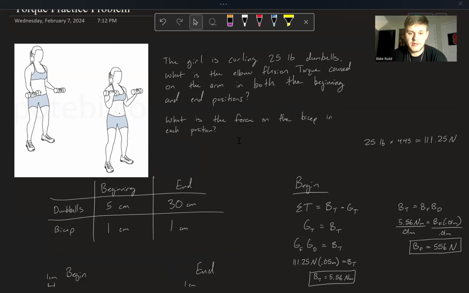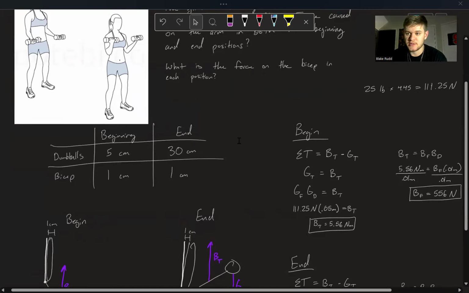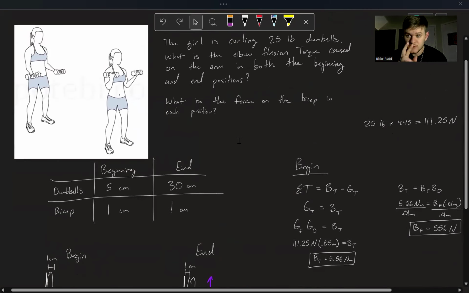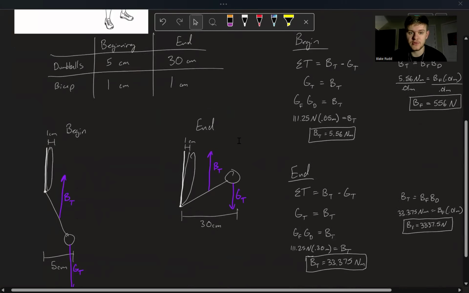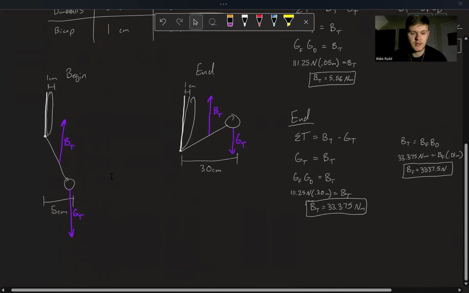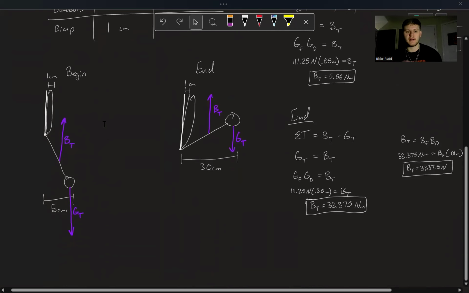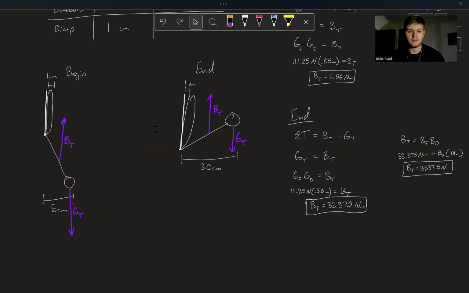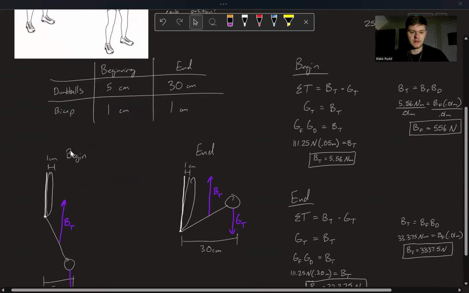So the first thing that we need to do is determine the direction of rotation of our torques after we figure out what torques we have. In this one, we've only got two torques: the torque of the dumbbell and the torque of the bicep flexion force. Here are some free body diagrams, labeled beginning and end. On the left, we have our initial position. As you can see, the dumbbell is down beside her waist.